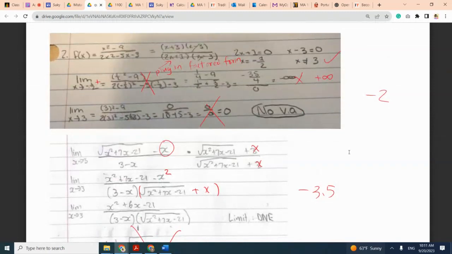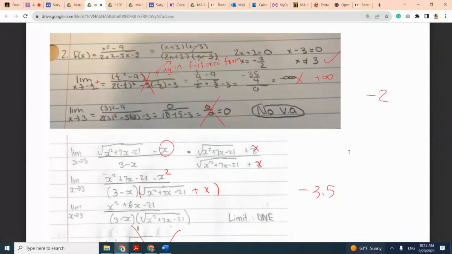When you evaluate the limit, plug in the factor form. Don't plug in the original form, because if you plug in the original form, you only get 0. You don't know if it's 0 plus or 0 minus, so you don't know if it's infinity or minus infinity. We don't know because it won't tell you. So you must plug in the factor form.